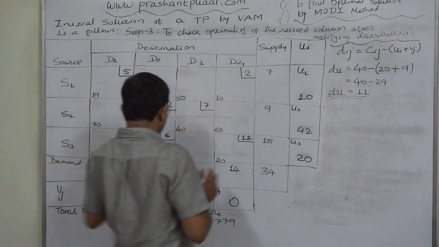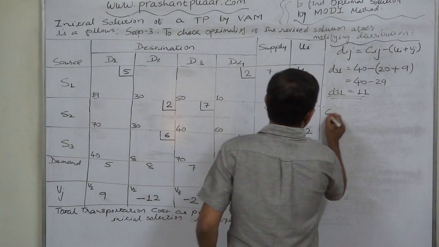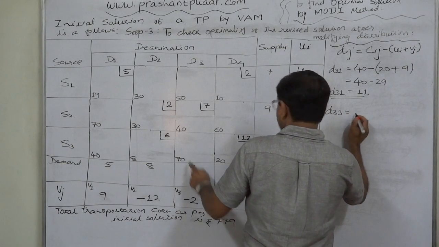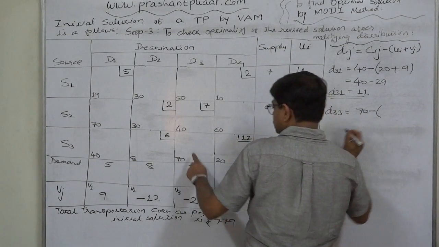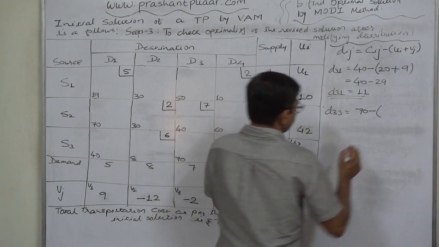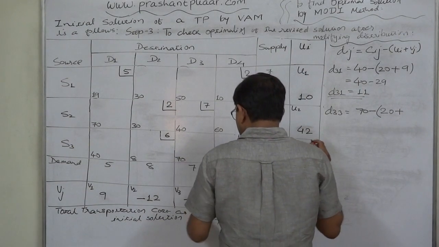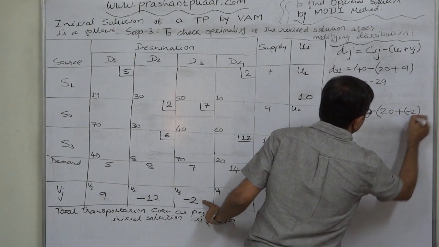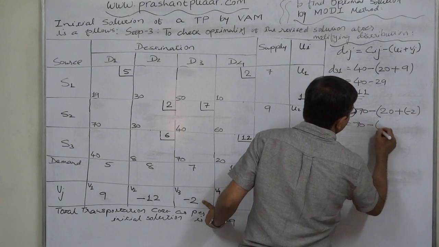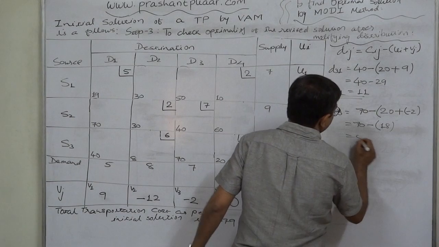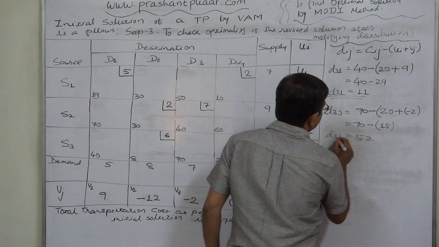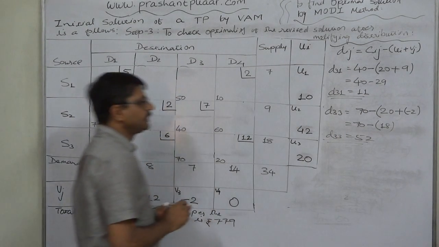And the last cell, 3 3. D33, the relevant cost is 70 minus sign according to formula. Relevant U is 20 plus sign according to formula. Relevant V is minus 2. 70 minus 18. So it comes to 52, or more precisely it comes to positive 52.